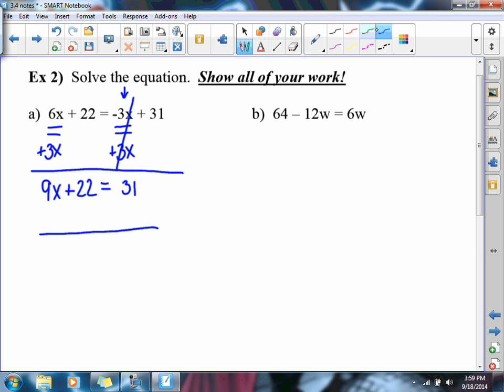So what this does is it basically gets all of my numbers over onto the right side of the equation. So I'll have my 9x still. The 22 and the minus 22 will cancel now. And then 31 minus 22, that's 9. So now I have my variables on the left side and my numbers on the right. And now I have a one-step equation that I can finish solving. To solve for x, I have to undo that multiplication by 9, so I divide by 9. And x equals 1.